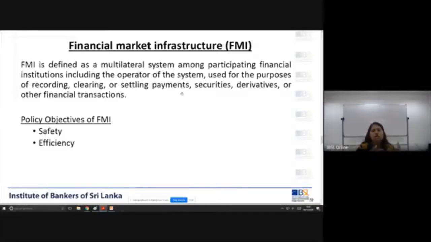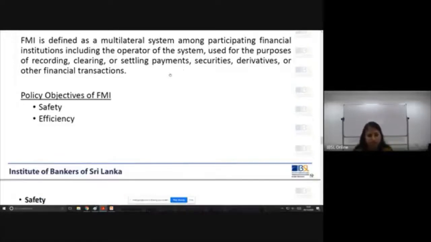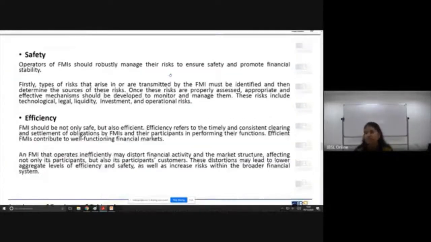So even an operator or a regulator or the participating financial institution like a bank, their major objective is to ensure safety. That's the first. And then efficiency. Both has to be there. You can't just have one and not the other. So what does safety mean for you?